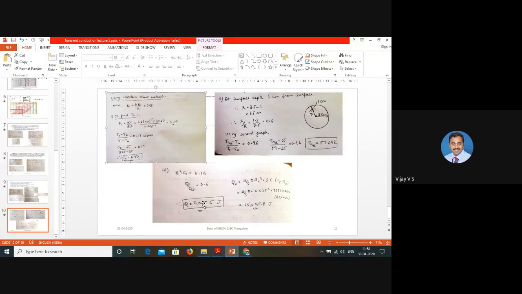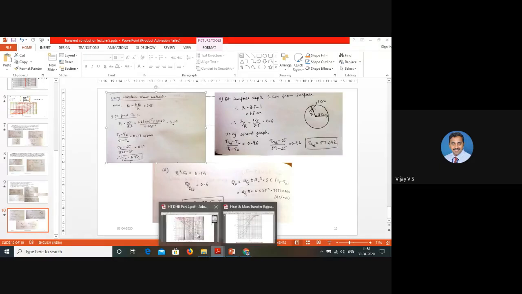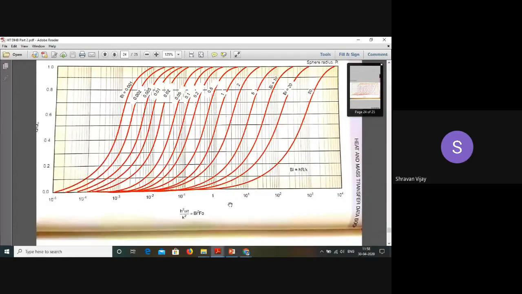And finally, last one, total heat removed. I should use the third graph, Q by Q naught. Now I should find out Bi square into Fo. That is 0.14. So if I go to the third graph, Bi square into Fo is 0.14. Now this is the 0.1 line, this is the 0.2 line, so 0.14 is here. And Biot number is 0.2. Where is the 0.2 line? This is the 0.2 line. So 0.14 and the 0.2 line is this. So how much do I get?